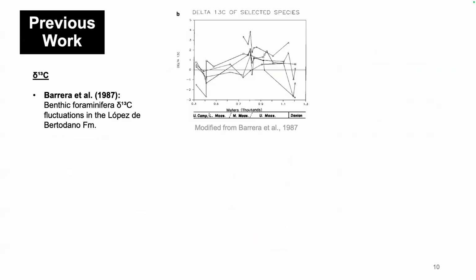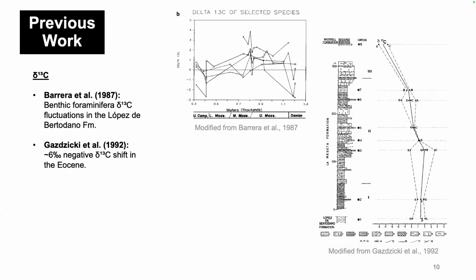Stable isotope records from Seymour Island provide insight into past carbon cycle variations. Barrera et al. analyzed delta 13C values from benthic foraminifera in the Lopez de Bertodano Formation, noting fluctuations corresponding to paleotemperature changes. Later, Gazdzicki et al. identified about a 6 per mil negative delta 13C shift in the La Meseta Formation, potentially reflecting increasing terrestrial organic input or a shift from a stratified to a more mixed ocean, coinciding with a broader cooling trend.